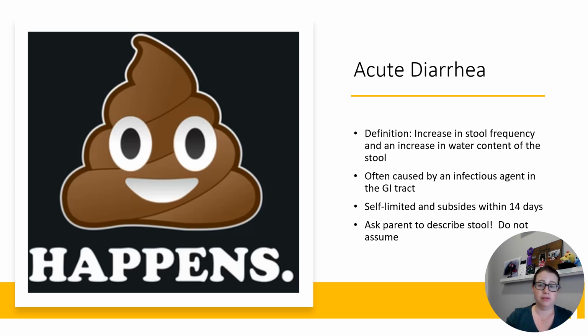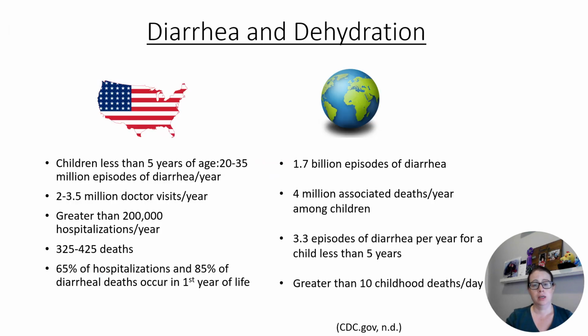It's often caused by infections and is generally self-limiting within 14 days. However, it remains the second leading cause of death for children less than 5 years of age worldwide. So in the US, despite the many improvements in water treatment, sanitation, education, and medical care, diarrhea still remains one of the most common pediatric illnesses.